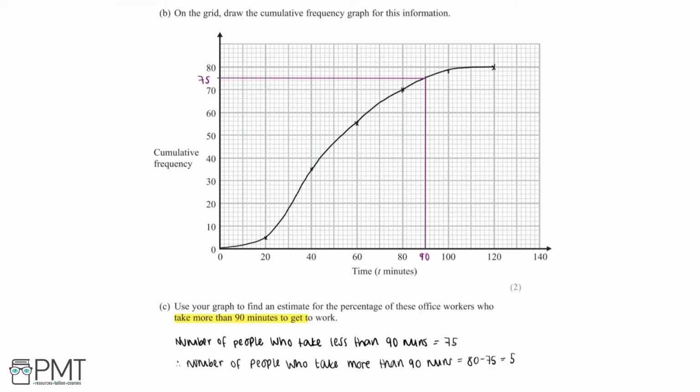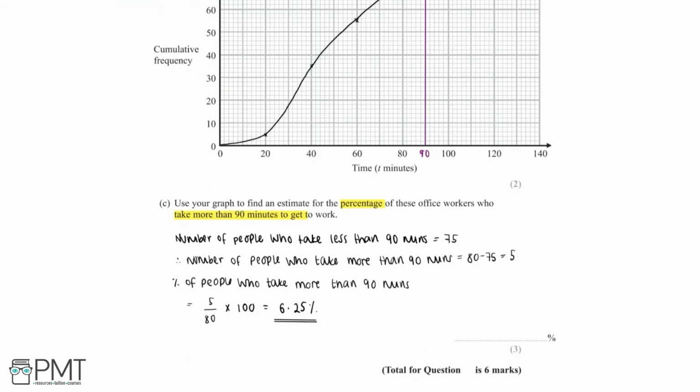So now we've used our graph and we've found out that 5 people take more than 90 minutes to get to work. But in part C, we were asked for an estimate for the percentage of these office workers who take more than 90 minutes to get to work. And so to find the percentage, we'll do 5 divided by the total of 80 multiplied by 100. And so we can say that an estimate for the percentage of these office workers who take more than 90 minutes to get to work is equal to 6.25%.